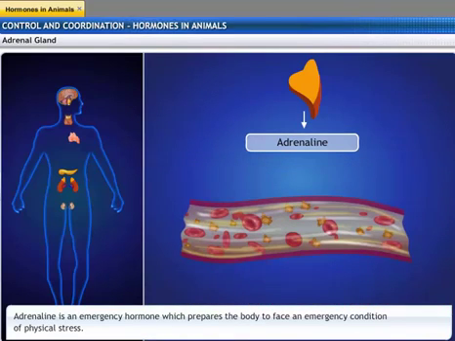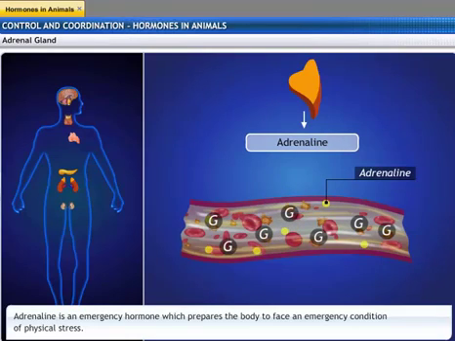It is usually secreted in small amounts, but is secreted in large amounts when a person is under physical stress. It enables a greater supply of glucose into the blood to give us a lot of energy in a short span to either fight or flee from the stressful situation.